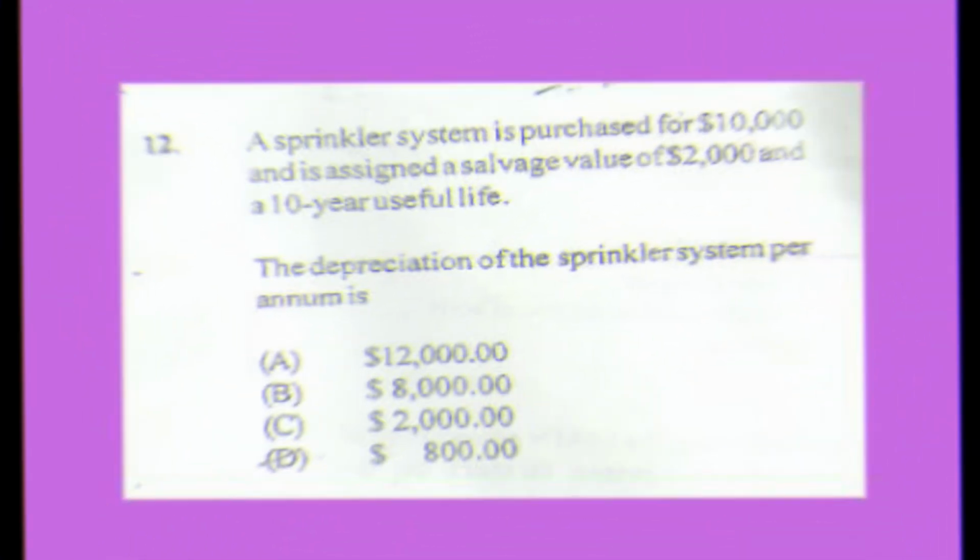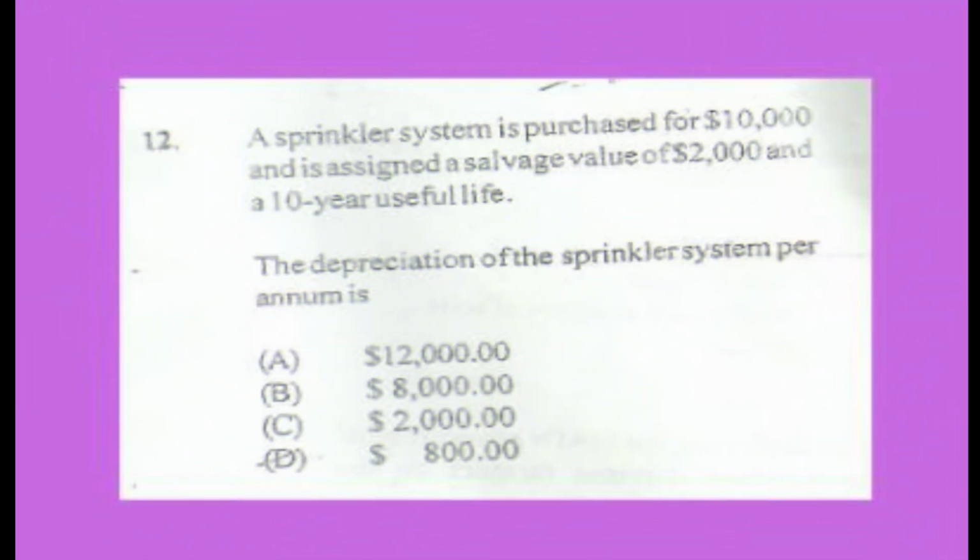Number 12. A sprinkler system is purchased for $10,000 and is assigned a salvage value of $2,000 and a 10-year useful life. The depreciation of the sprinkler system per annum is A. $12,000, B. $8,000, C. $2,000, and D. $800. Now the answer is D. $800. The method is the cost minus salvage value divided by number of years.